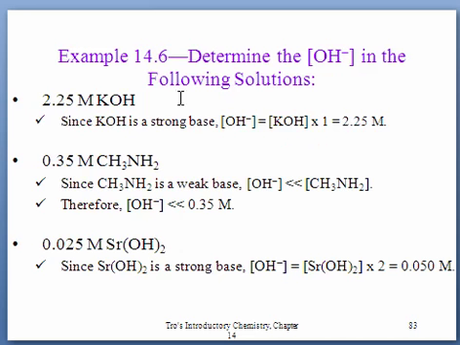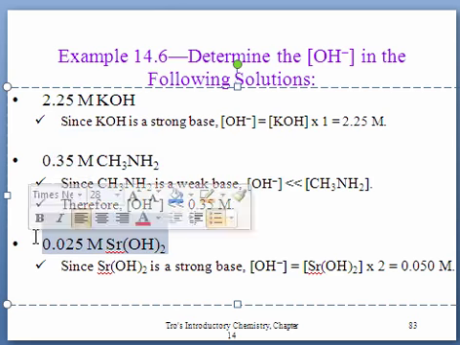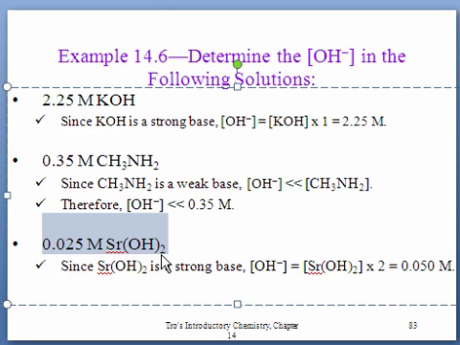Okay, so determine the amount of hydroxide in the following solutions. 2.25 molar potassium hydroxide. This is a strong base with 1 mole of hydroxide for each mole of compound. Therefore, the concentration of hydroxide is equal to that of the base. Here we have a weak base. Therefore, the concentration of hydroxide is going to be much less than that of the given base. Here we have a strong base, but there are 2 hydroxides. So we're going to multiply this molarity by 2 to get the overall molarity of the hydroxide.